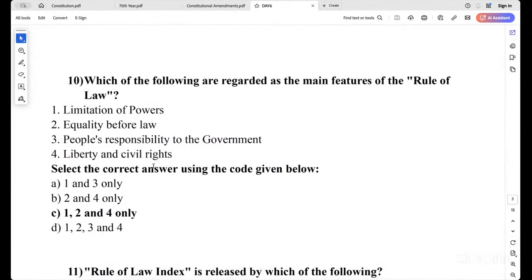Which of the following are regarded as the main features of the rule of law? Limitation of powers, equality before law, people's responsibility to the government, liberty and civil rights. People's responsibility to the government is a duty, right? It is not rule of law. Clear? Any doubt in this? Why is limitation of powers included in rule of law? If you are clear, I am okay with that.